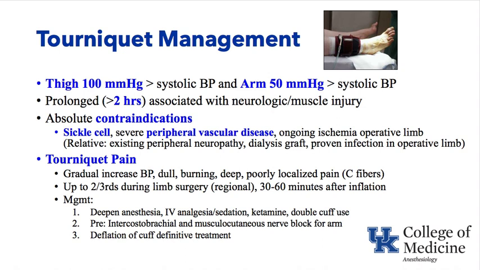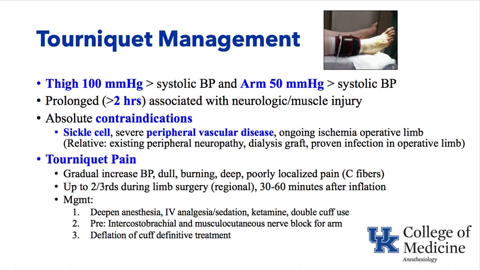Tourniquets are placed on extremities, lower extremity and upper extremity, to reduce blood loss during procedures on those extremities, and also to make it easier to see the anatomic structures that you're operating on. The thigh cuff usually is about 100 millimeters of mercury above systolic blood pressure. The arm cuff about 50 millimeters of mercury above systolic pressure, to make sure there's no blood that is in the surgical field while they're operating.